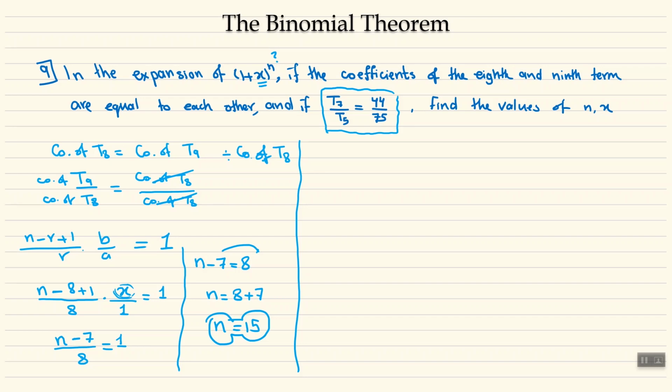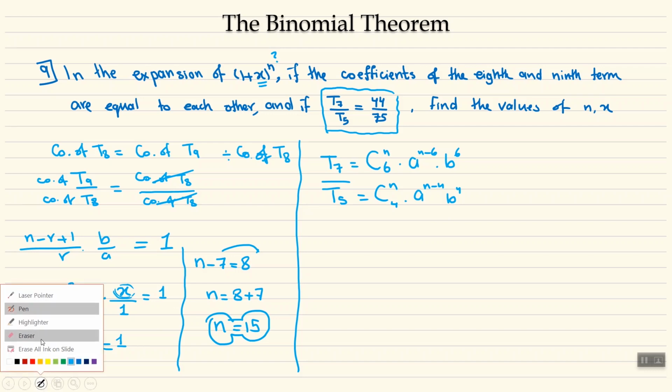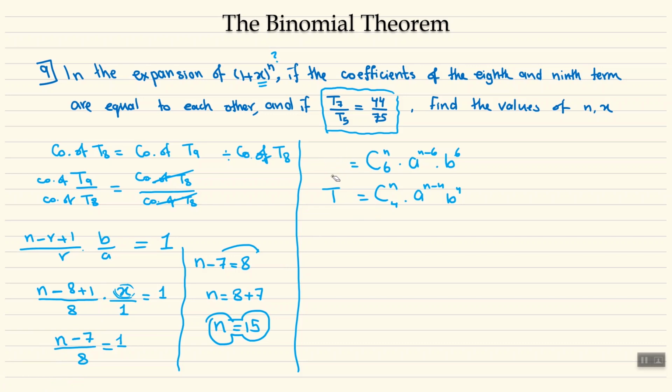Okay, there are actually two ways to do it. I can find T7 using this formula, which is combination n choose 6 times a to the power of n minus 6 and b to the power of 6. Because I have n now, n is 15, I can substitute 15 and 6 because this is T7. And I can find T5, which is combination n choose 4, a to the power of n minus 4 and b to the power of 4. Then I will divide them by each other, make it equal to 44 over 75, and then find x. I encourage you to try this method. Please try it and tell me what you get.